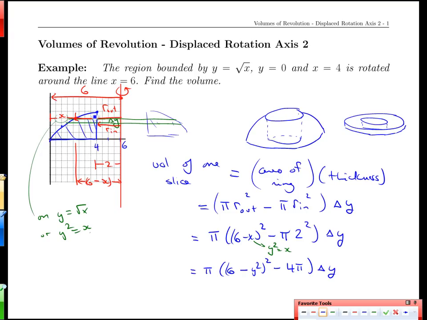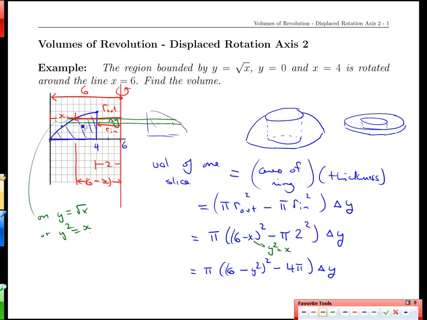Because the region we're talking about is not butting up against the axis of rotation here, there's a gap, we're going to have a hole in the middle of each ring. And so we're going to have to find the volume of these rings rather than the volume of a cylinder. That's pretty straightforward. We just need an outer and inner radius, and we can use those with the circle formula for area, and we get the area of the ring.